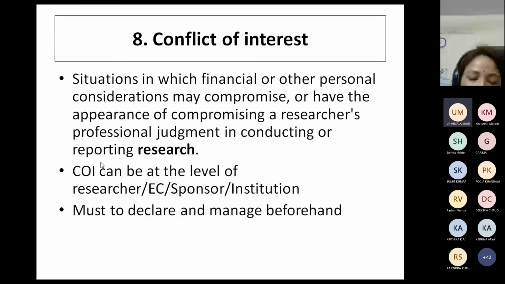The 8th point is conflict of interest. There is a statement in your IEC form where you should state whether you have a conflict of interest. This is basically situations in which you have financial or other personal considerations which may have the potential of compromising your research. Okay, so it could be at the level of the researcher, the ethical committee, the sponsor, the institution. Whatever conflict of interest is there should be declared before starting your research and should be managed beforehand. Okay, and this statement should be very clearly written on your IC form that there is no conflict of interest.